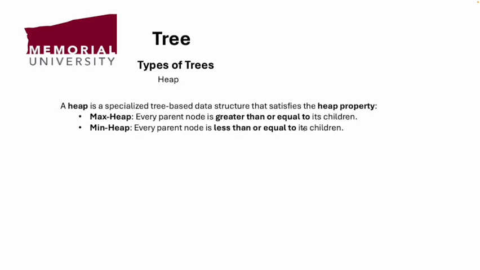In data structures, what is the heap? It's also a tree-based structure that satisfies the heap property. What is the heap property? There are two types of heap. First, the max heap: every parent node is greater than or equal to its children. Second is the min heap: the value of a parent is always less than or equal to its children. Those are the two types of heap.